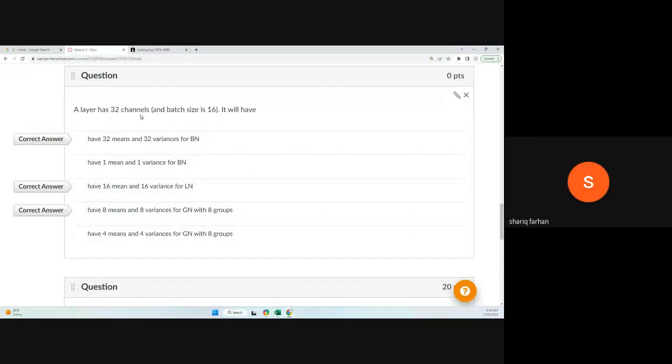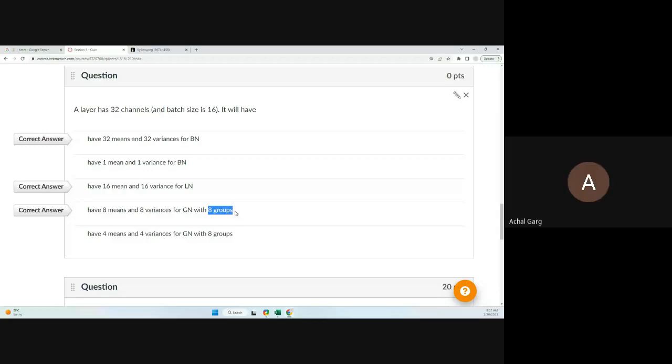Now, in this case, for each group, how many channels will we have? 8 groups, so that is 4 channels. Rohan, when we have these 8 groups, will it be 4 multiplied by the 16 batch size? Is it like 16 into 4? Yeah, the batch size is coming 16. So 16 into 4, that is 64. Correct. 64 means and 64 variances. 16 is the batch size and 8 groups.